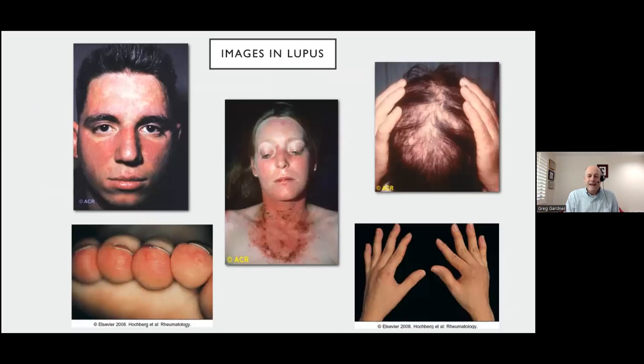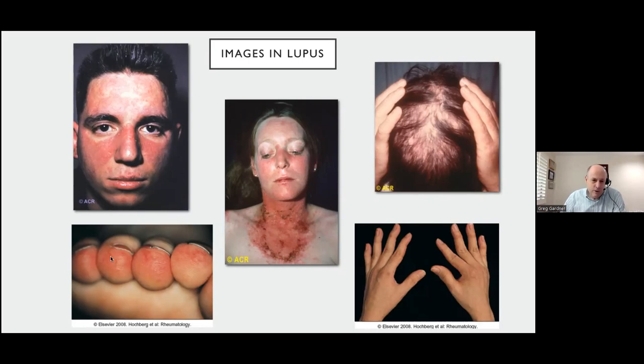Some more cutaneous manifestations. Here's a male with that classic acute cutaneous lupus. Here's a little interesting one. Let's see if anybody knows this. There is a condition that males get that predisposes them to developing lupus. Anybody know what it might be? One of those, I'll show you in a second.